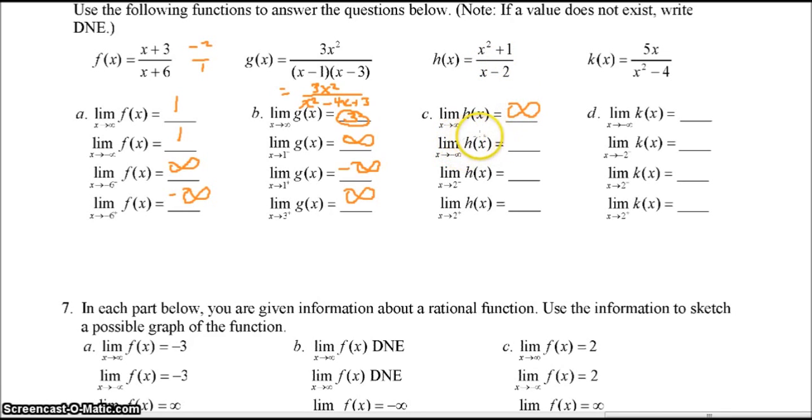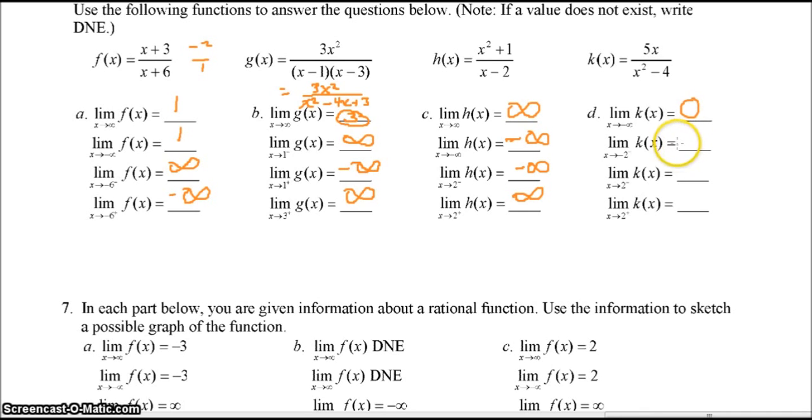As we approach negative infinity, because the numerator will be positive and the denominator will be negative, we'll go to negative infinity. As we go to 2 from the left, go ahead and graph this function. You'll see we have a vertical asymptote there. As we approach 2 from the left we have negative infinity, and 2 from the right we have positive infinity. This one, as x goes to infinity, we have 0 because the degree of the numerator is less than the degree of the denominator.